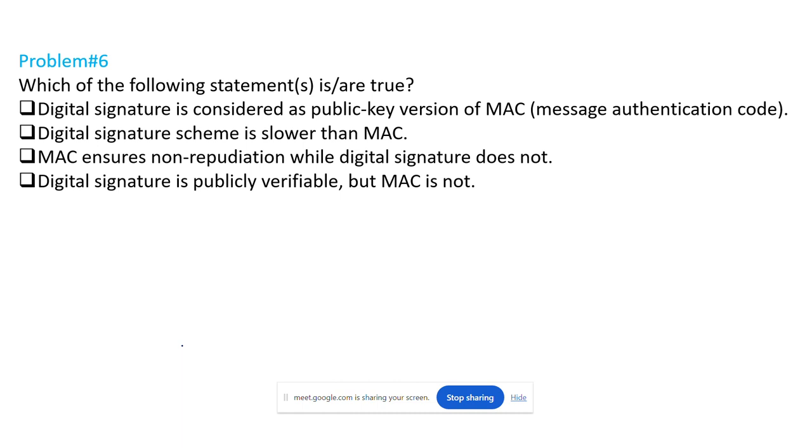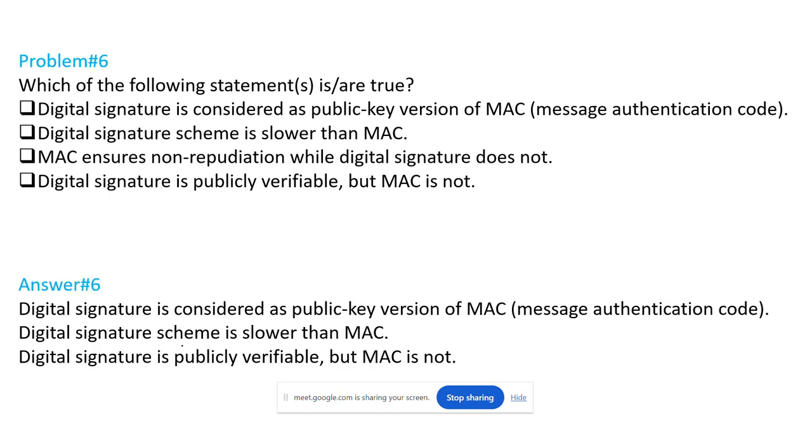So third statement is incorrect. And of course digital signature being a public key cryptographic construction, it's usually slower than a symmetric key construction. So digital signature is slower than MAC. So first, second and fourth statement are correct.